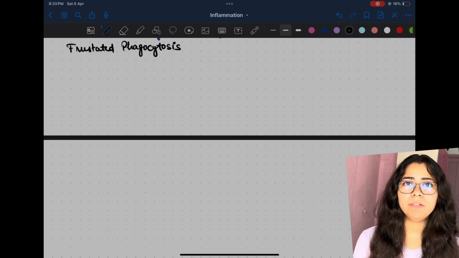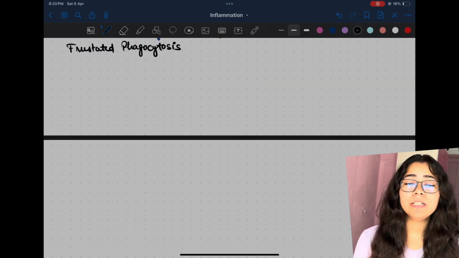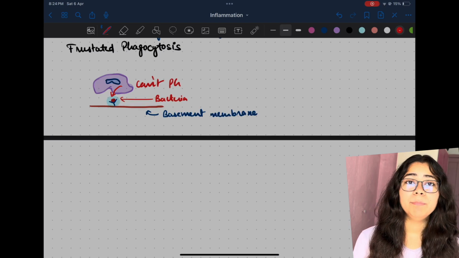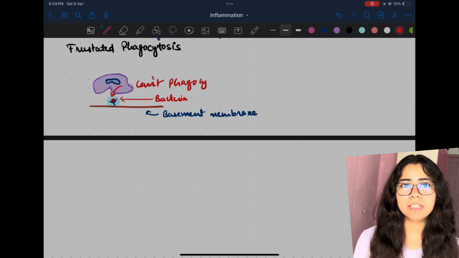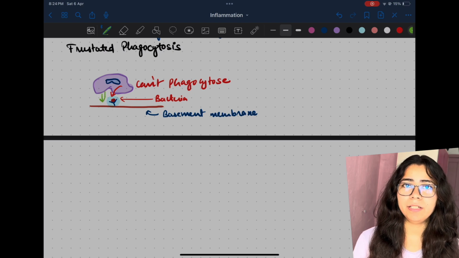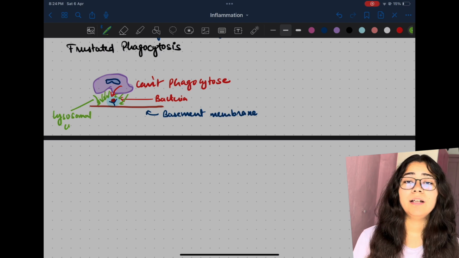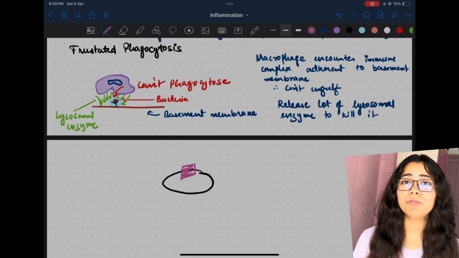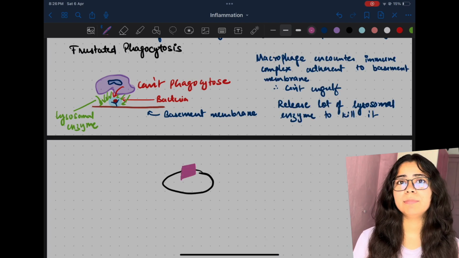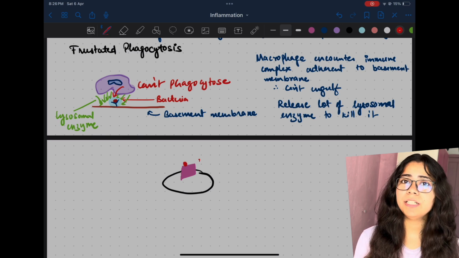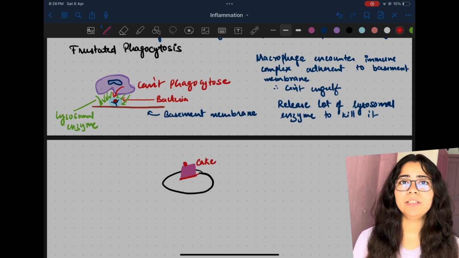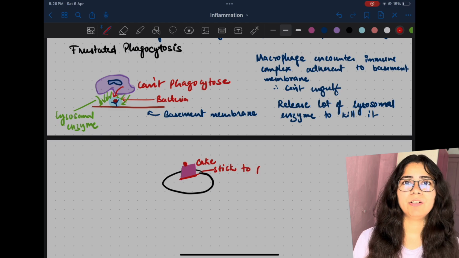One more is frustrated phagocytosis. It happens when leukocyte becomes frustrated because it is not able to ingest or eat the immune complex as it is stuck to the basement membrane. So in frustration, it releases a lot of lysosomal enzyme to kill it. Like a hungry, angry man who is trying to eat food but not able to do so because the food is stuck to the plate. So in frustration, he spits a lot of saliva on the plate.